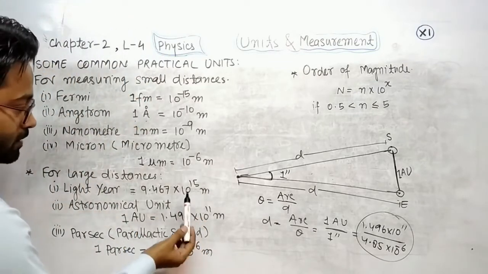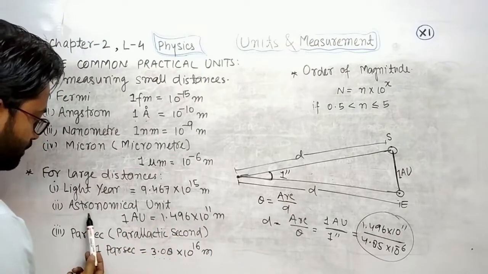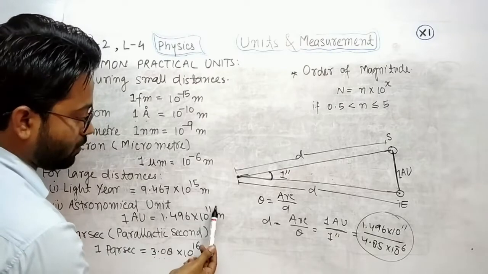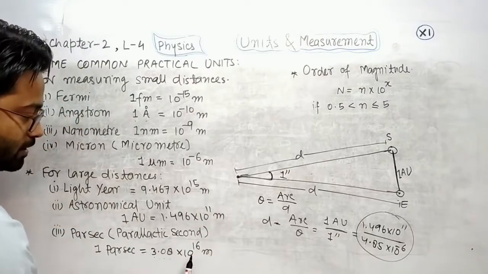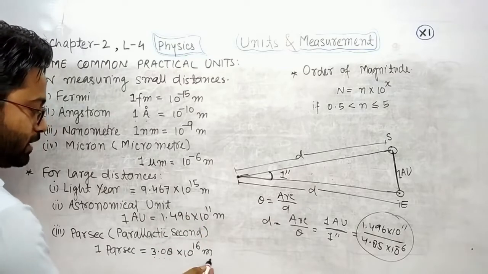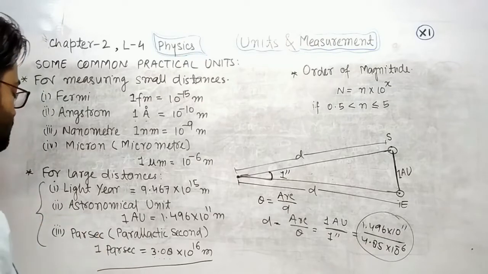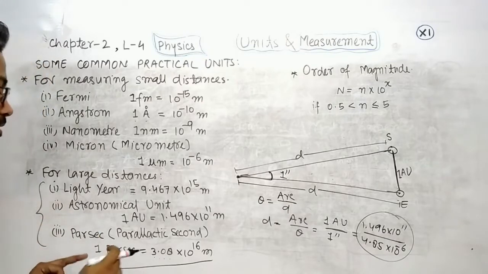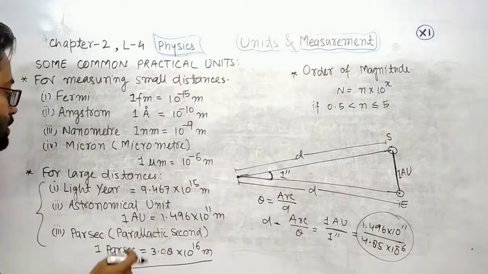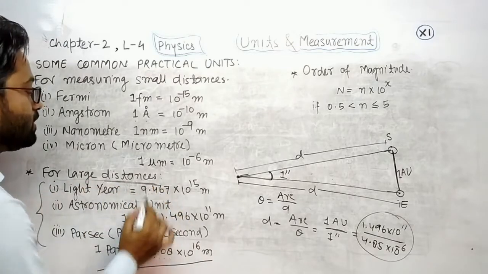If you see, this is 10 to the power 15 meter in light year. In astronomical unit, you have 10 to the power 11 meter. In parsec, you have 10 to the power 16 meter. This unit is the largest. That means we can say that parsec is the largest unit for the measurement of distance.